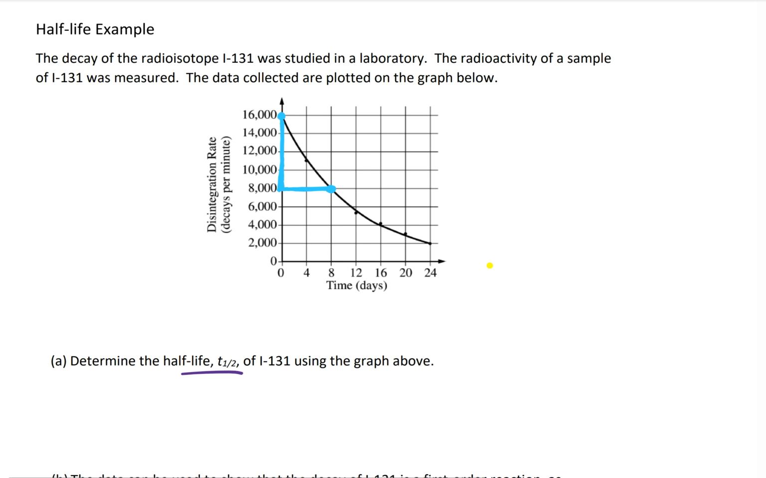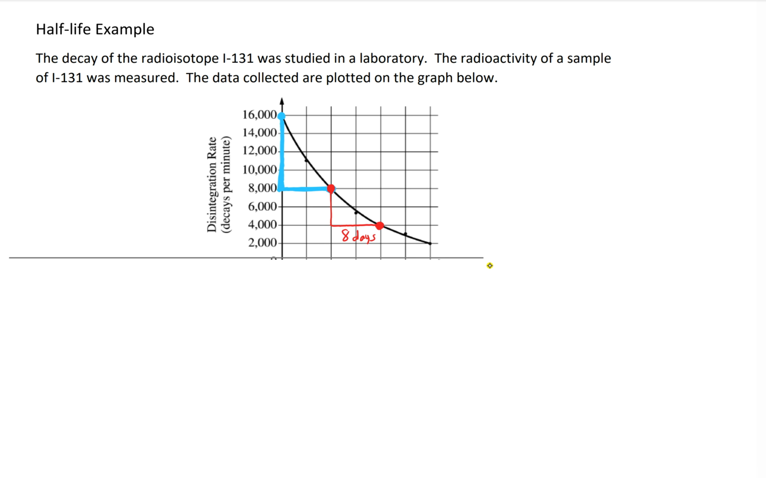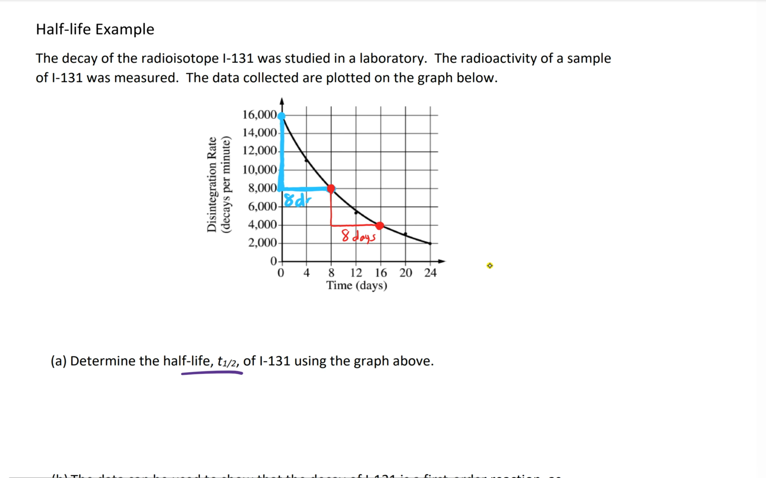And I can check that again. If I start off with 8,000, after one half-life, I would expect 4,000 left. And this tells me it would take also 8 days to achieve, because we're starting here at 8 days and ending at 16 days. That's the difference of 8 days. Just like before, it was 8 days for that half-life.